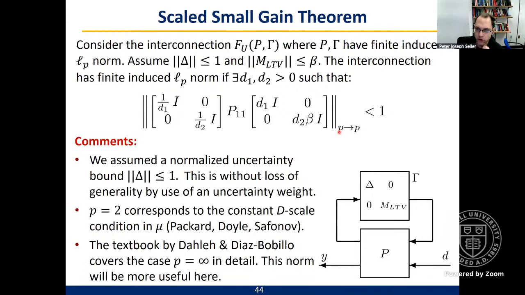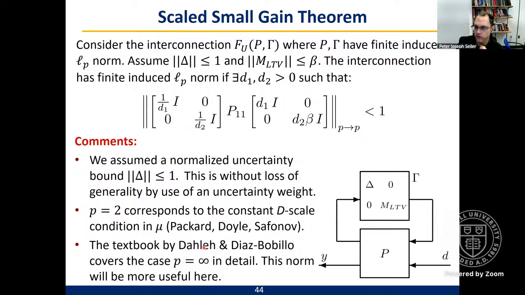Typically in robust control, you use p equal to 2, so you use the induced L2 norm. This then looks like a scaled H-infinity condition, or what's called the structured singular value. Here we're going to use p equal to infinity, and there's a whole textbook on this particular case.